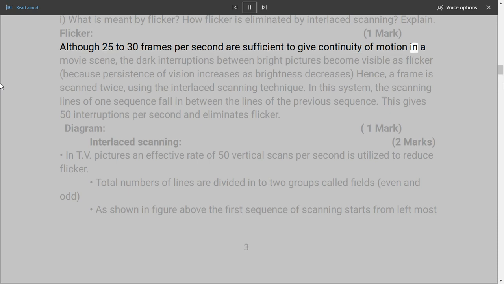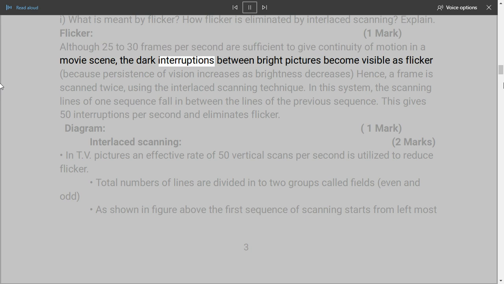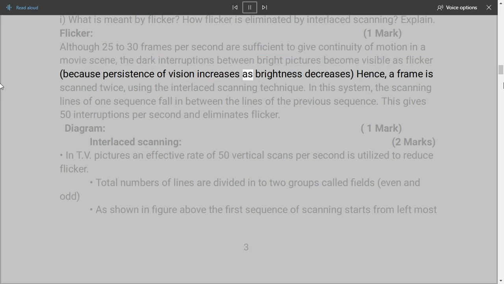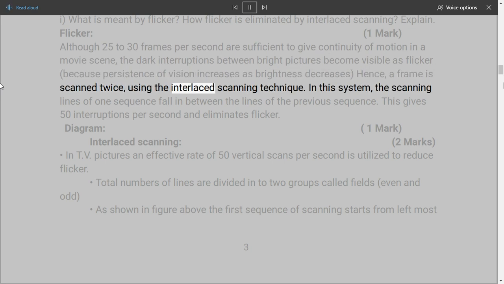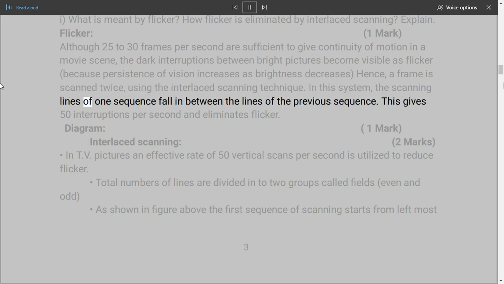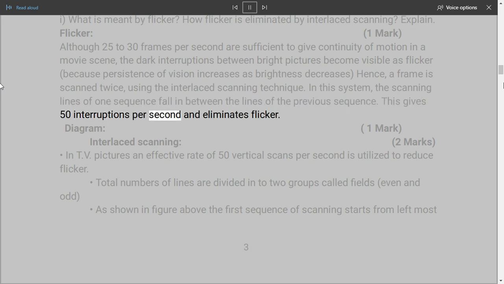Although 25 to 30 frames per second are sufficient to give continuity of motion in a movie scene, the dark interruptions between bright pictures become visible as flicker, because persistence of vision increases as brightness decreases. Hence, a frame is scanned twice, using the interlaced scanning technique. In this system, the scanning lines of one sequence fall in between the lines of the previous sequence. This gives 50 interruptions per second and eliminates flicker. Diagram, 1 mark. Interlaced scanning, 2 marks.